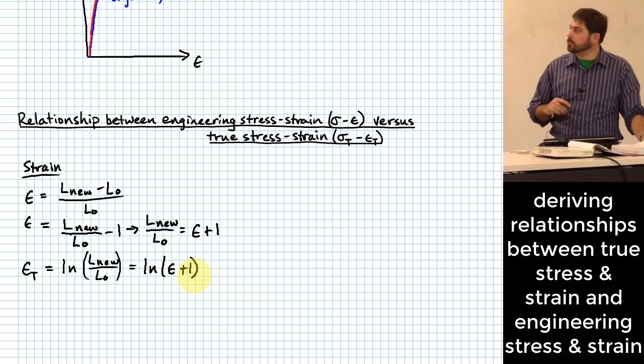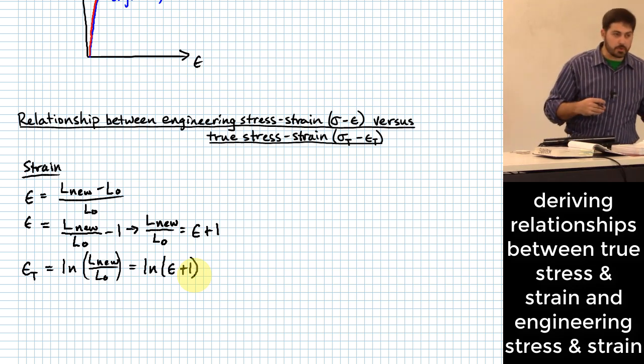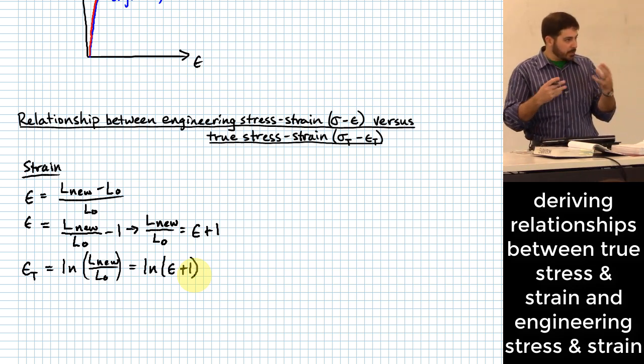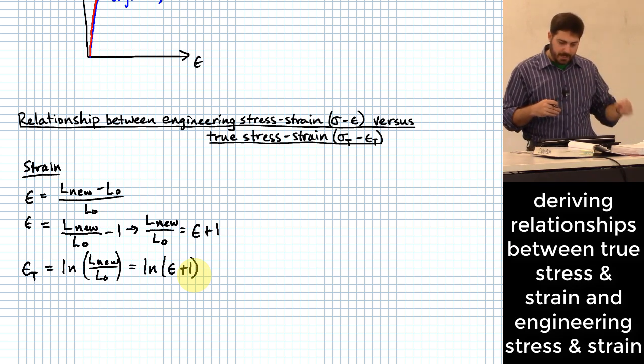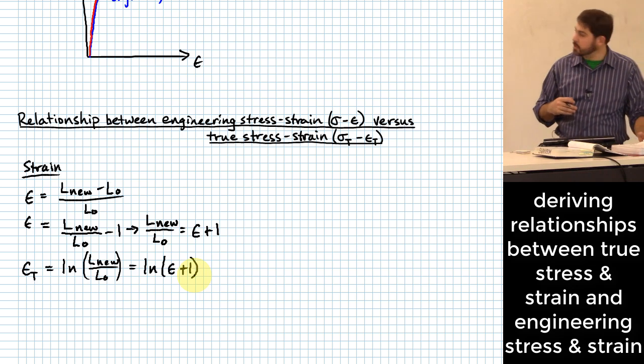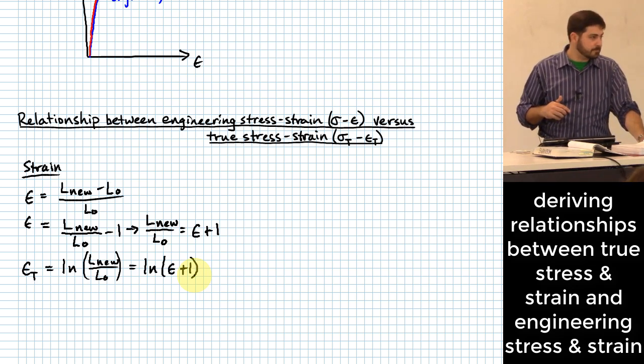So if you want to transform from engineering strain to true strain, there's a fairly simple relationship that will let you get there, just by taking the log of that engineering strain plus 1. Okay, so far so good?